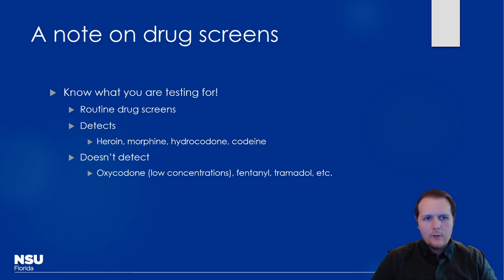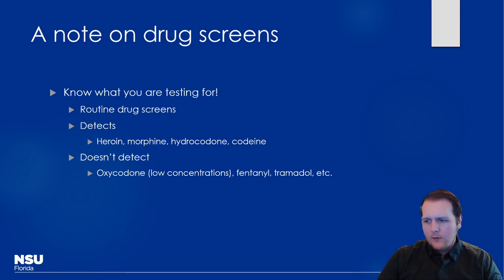A lot of those routine drug screens will pick up things like heroin and morphine and hydrocodone because they look pretty similar to the original compound that comes from the poppy plant. It doesn't detect a lot of things that are more synthetic looking, or that just don't share that same structure. So things like tramadol and fentanyl routinely don't show up unless you are specifically testing for them. Wherever you go to work, especially in the emergency department, talk to your lab people about what these tests actually detect and what they don't.